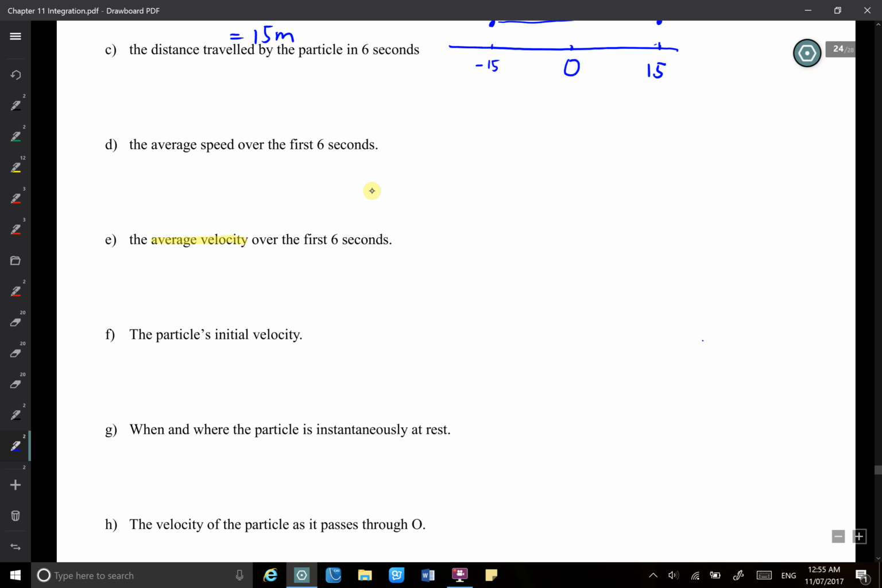Average velocity equals change in displacement over time taken.